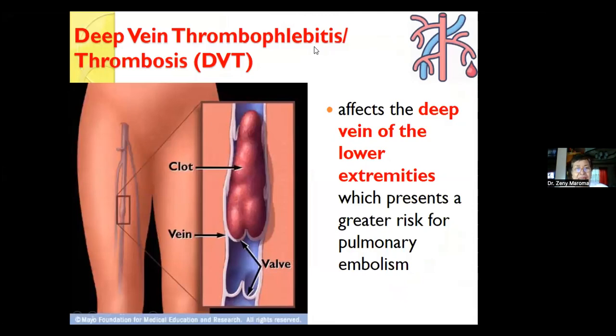Deep vein thrombophlebitis or deep vein thrombosis, it affects the vein of the leg. It affects the deep vein of the lower extremities. So, there's circulatory stasis at nagkaroon ng blood clot. Okay? So, pag natanggal yan, it now becomes an embolus lodging in the pulmonary artery. Yan nga yung pulmonary embolism.